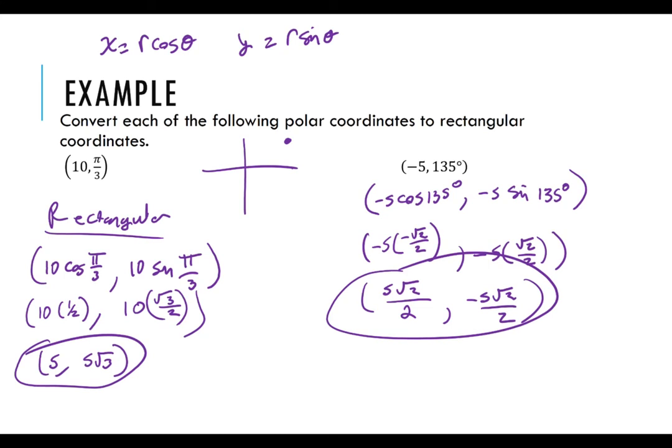That's a pretty quick, easy error check. Also, negative 5, 135 degrees. Well, that's the situation where I go to negative 5, and then I rotate counterclockwise 135 degrees, so I'm over here somewhere. We'll notice that this is a positive x value and a negative y value, and that's exactly what we got, so pretty quick, easy error check.